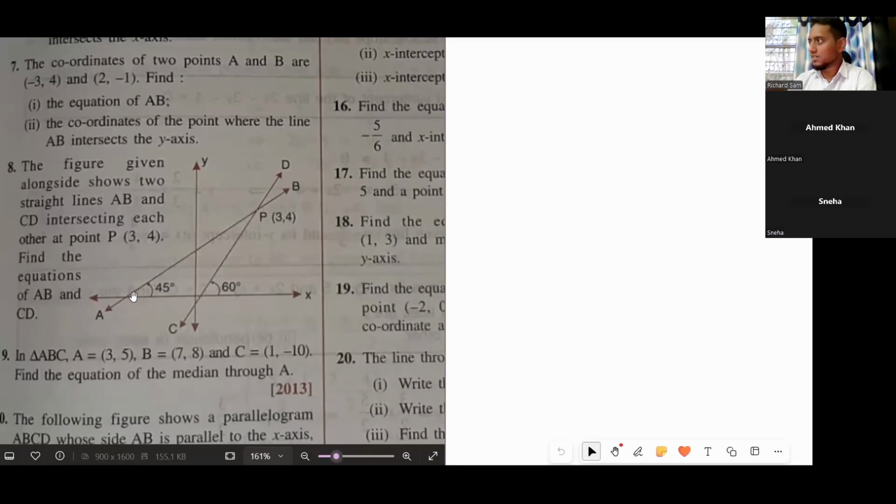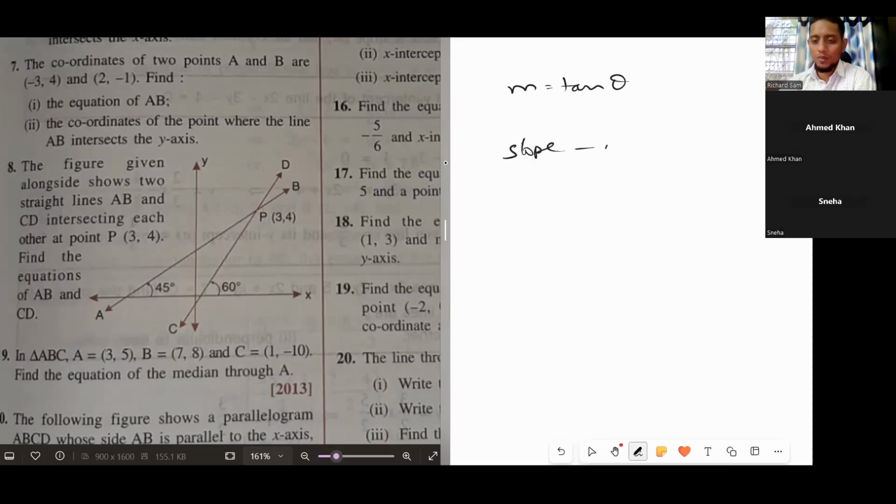Inclination. If you have the angle, we can find the slope. The formula for that is m is equal to tan theta. So we can find the slope of both these lines. What do we have now? We have the slope and we have one point. Can we use slope and point to find the equation of a line? Yes, we have a slope point formula.